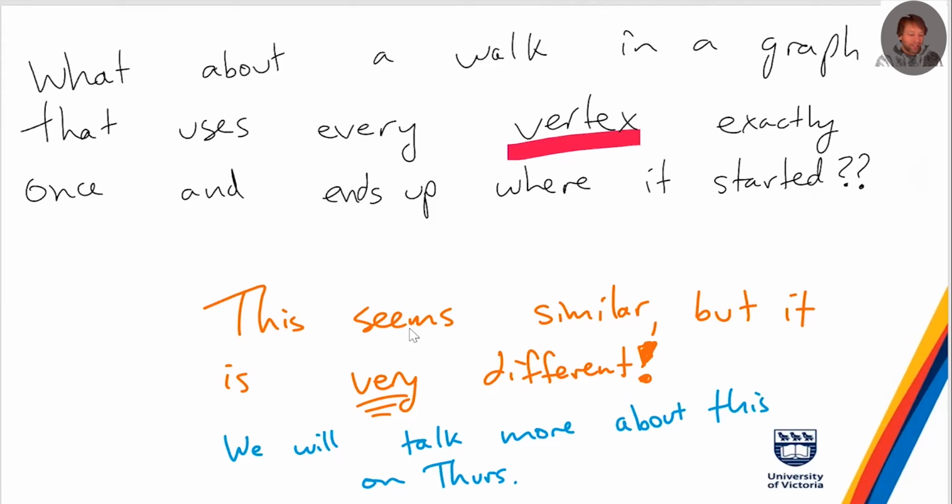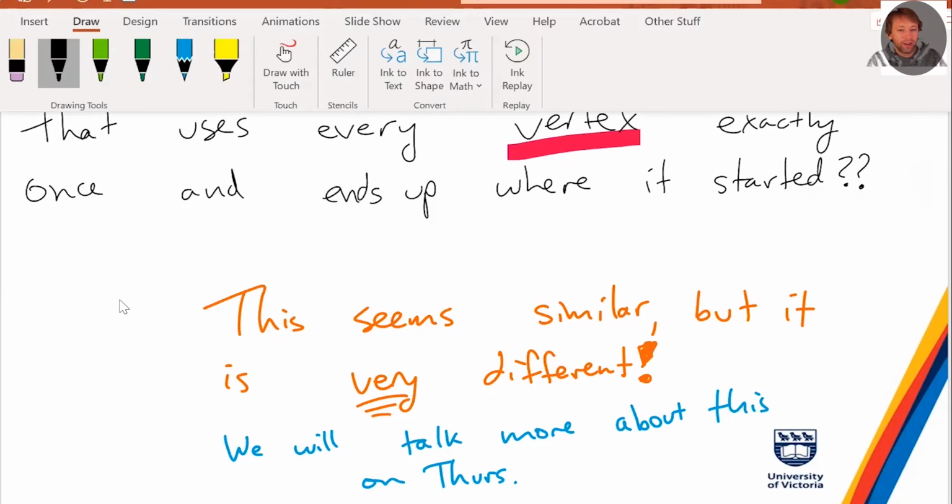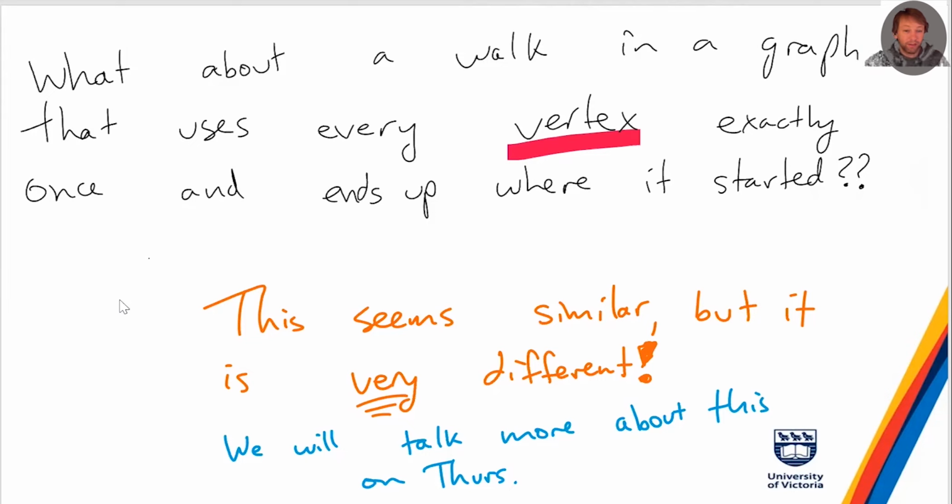Like, if it's easy to cover every edge exactly once, it should also be easy to cover every vertex exactly once, or to recognize whether it's possible or not, right? It should be just something with the degrees or something like that. At least it would seem like this should be an easy problem. But actually, it's a very different problem, and it's a much harder problem. That's all I want to communicate to you right now: there's no simple way to determine if you can go through all the vertices of a graph and come back to where you started. And that's what we're going to be talking about next time.